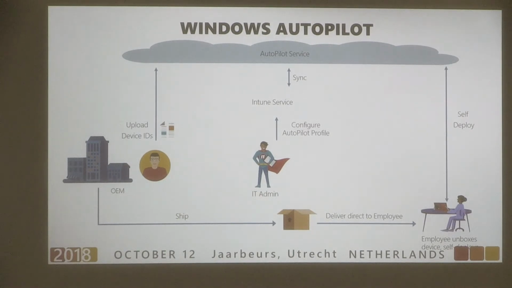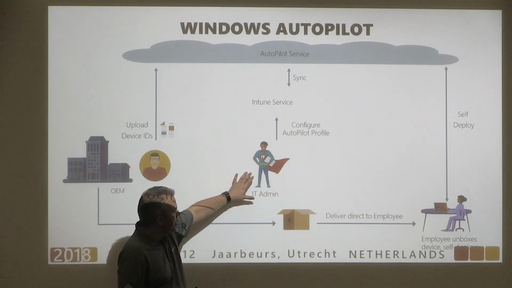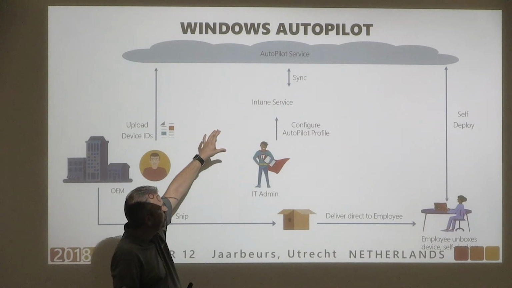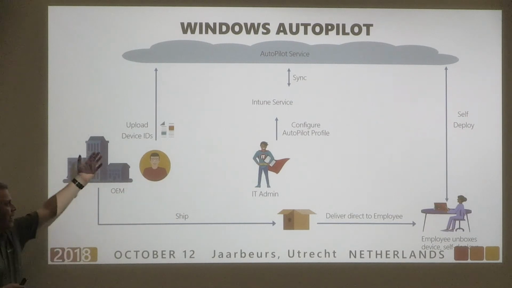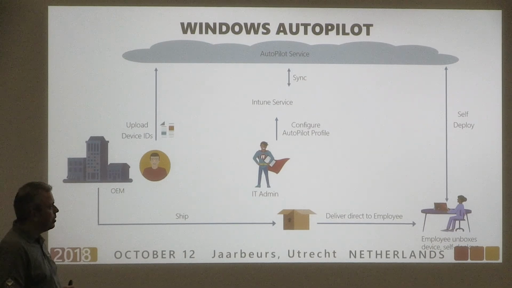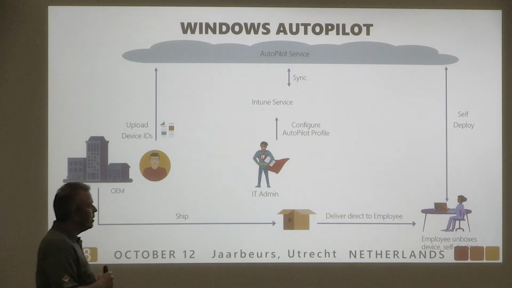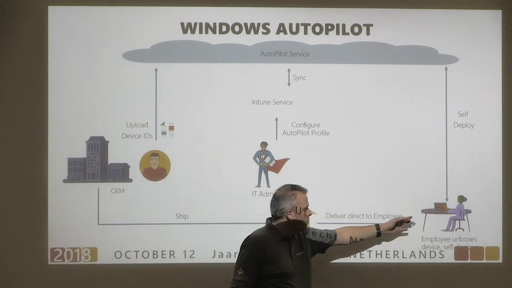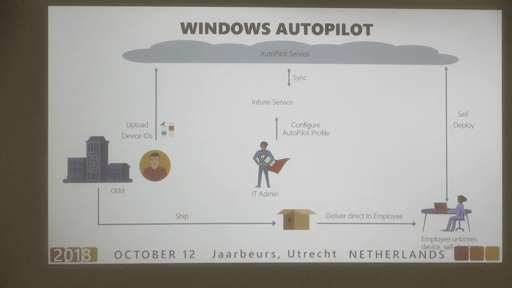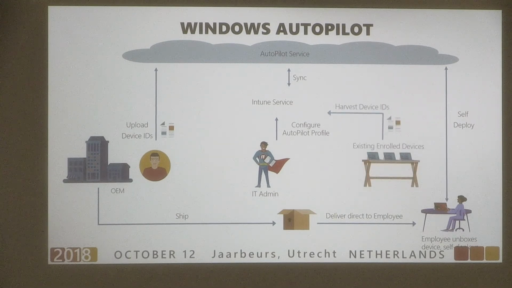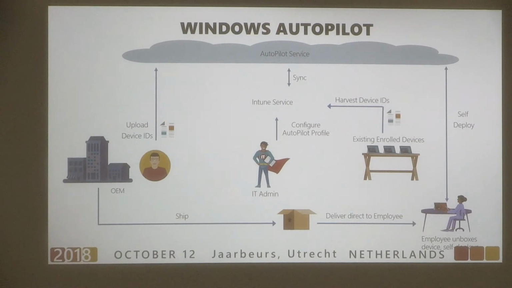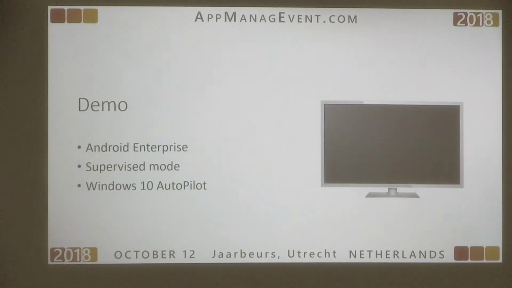And basically how this works is you buy a device from the OEM. The OEM will take care of uploading the device IDs to the AutoPilot service. And then for the administrator side, the synchronization with the Intune service is taking place. The device will be available in the Intune console. You then configure the AutoPilot profile, and then the user is able to enroll the device themselves. That's the theory. And if you have existing devices managed by SCCM, for instance, you're able to harvest those IDs and put them also in the AutoPilot service.